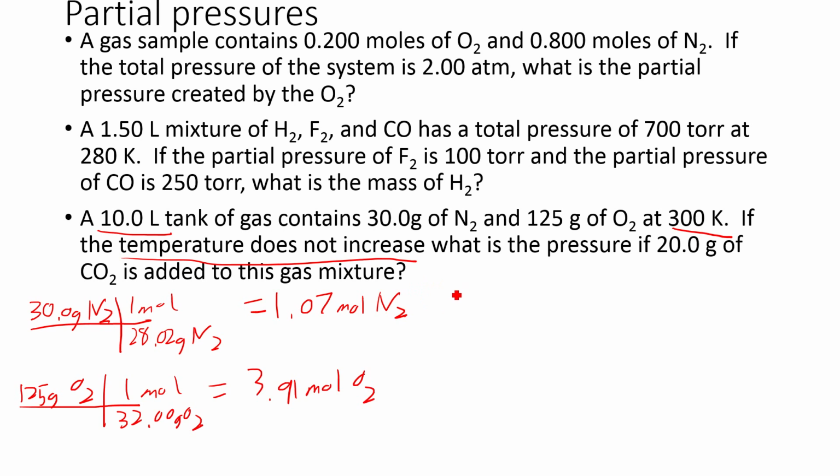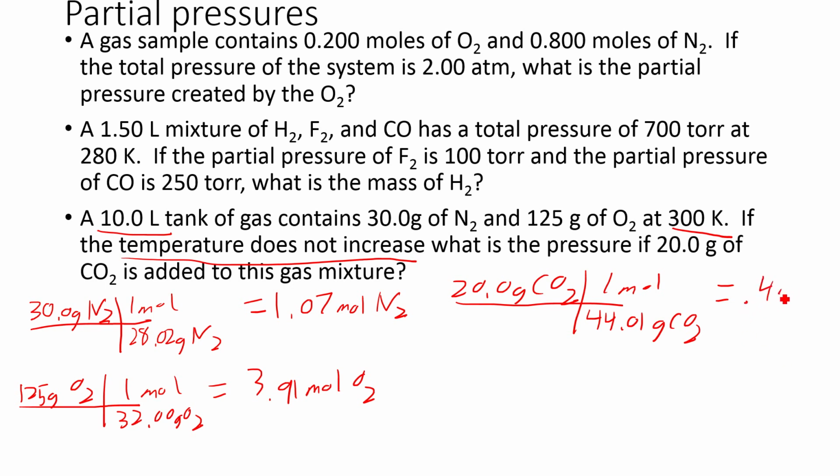And then finally, we added 20 grams of CO2. So we know 12.01 plus 32, that for every 44.01 grams of CO2, there's 1 mole. So this isn't even a whole mole. So this is going to be 0.454 moles of CO2. So if we want moles total, it's just going to be these three added together.